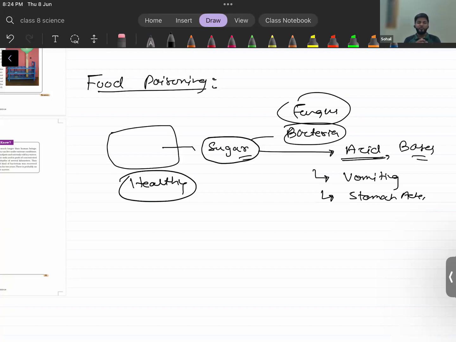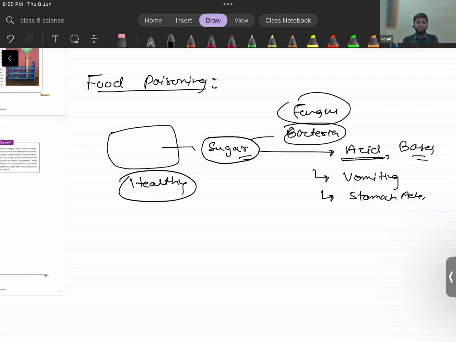If you leave the food in the open, the bacteria and fungus present in the air will feed on that food, and it will convert that food into toxic substances, hence making it unfit for our consumption. That in short is simply the case of food poisoning, right guys? Okay, I hope you guys got this. Any confusion in this one? No, sir. Okay.